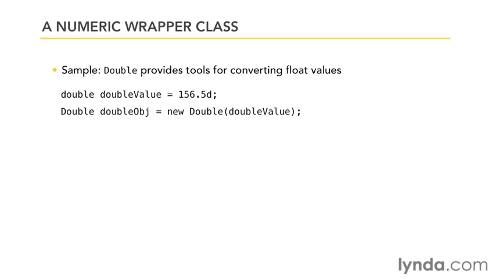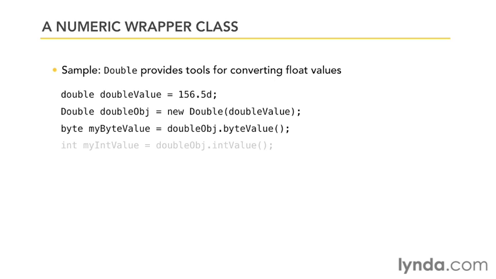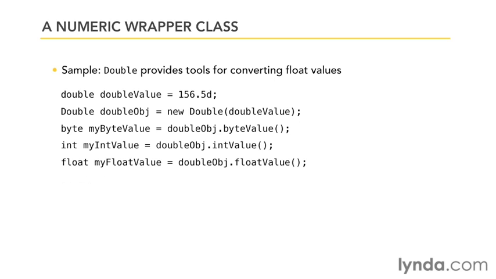Now I can convert that value using a set of methods called byteValue, intValue, floatValue, and toString. These are instance methods or class methods of the Double class. We'll learn more about what that means in later videos, but for now, just take it to mean that you can call these methods whenever you create an instance of the class.